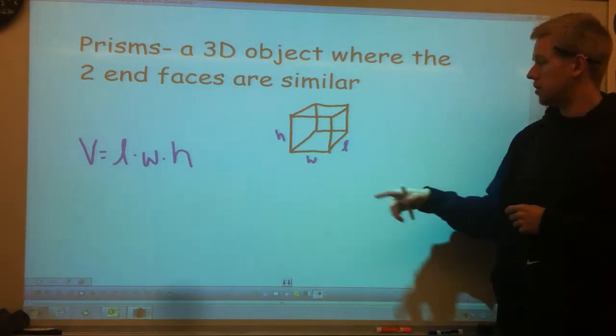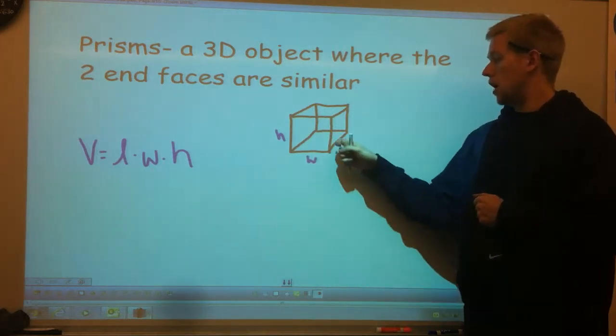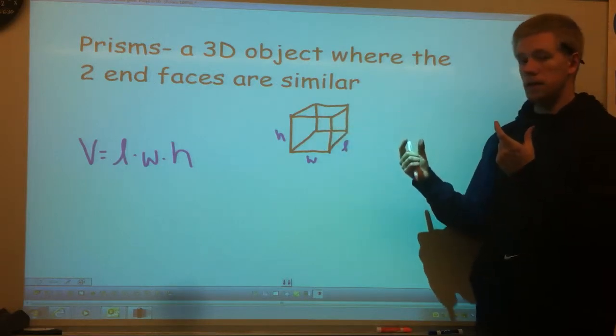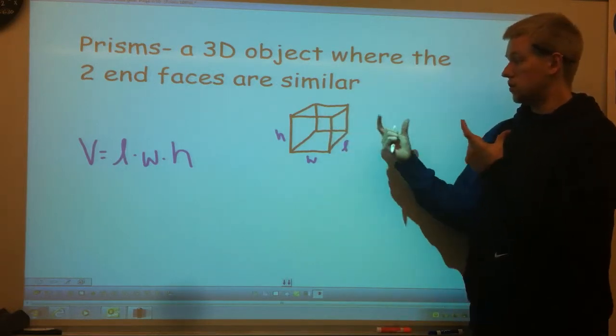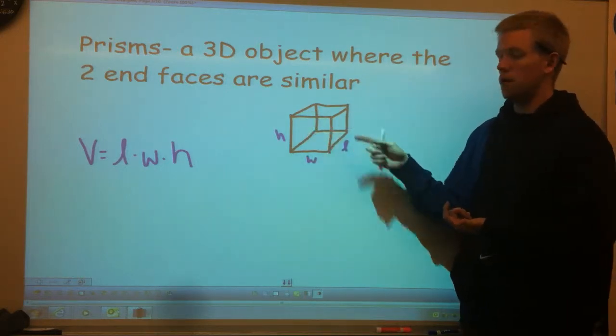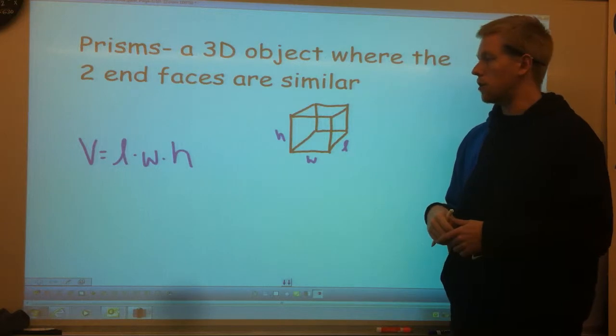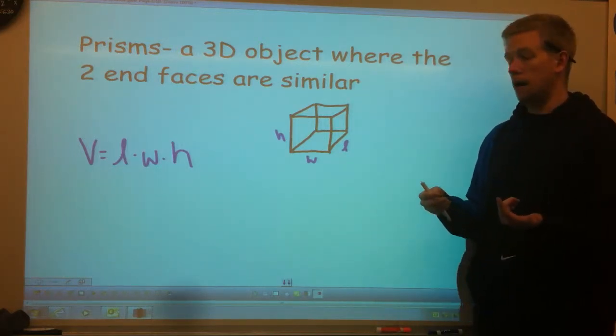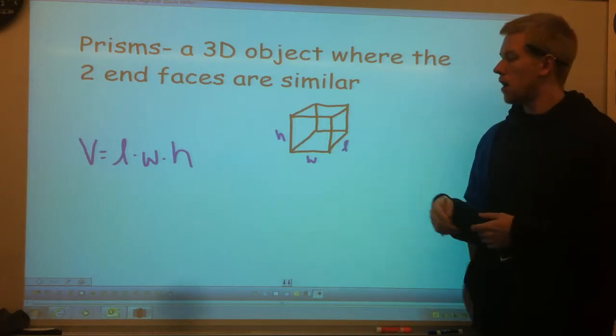I just drew the shape. So you can draw a shape if you need to. And then the two end faces are similar. So this one, the two end faces are a square. So the two end faces are similar. That's a prism. Now, if it's all sides that are square, we know that as a cube. And a cube is just side times side times side. That's easy. It's the same as finding the area of a square. It's just side times side.